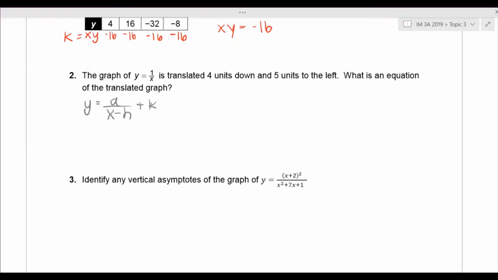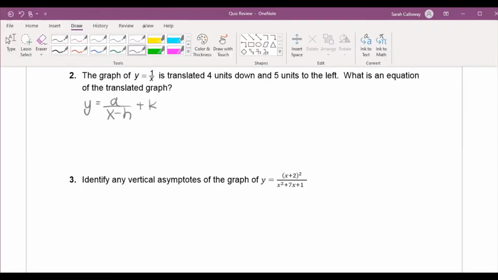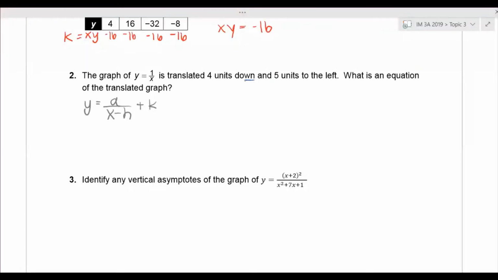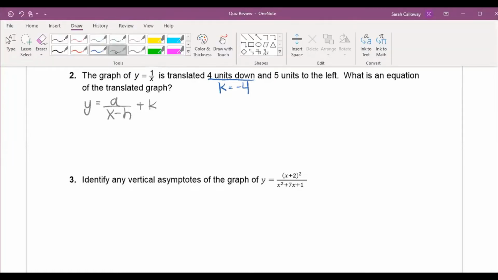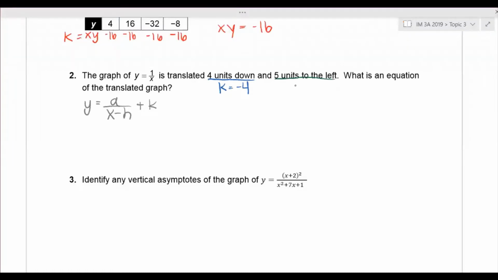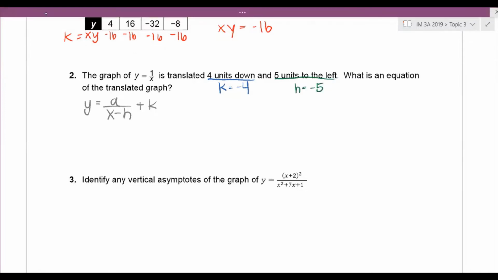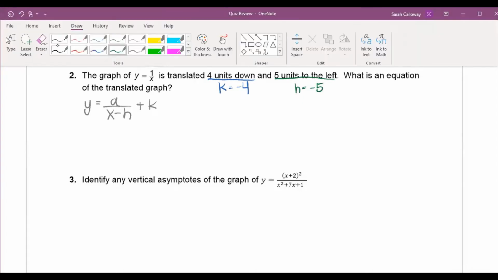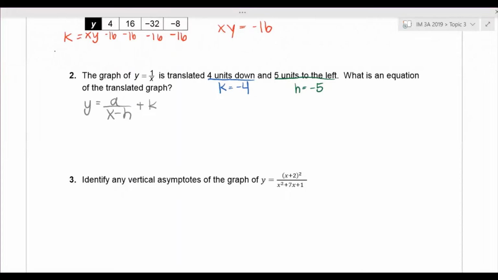So if it's telling us that the graph is translated 4 units down, they're telling us that k is -4, and that the graph is translated 5 units to the left, they're telling us that h is -5. And so using the transformational function, they did not give us a value for a stretch or compression. So that means that a is 1.